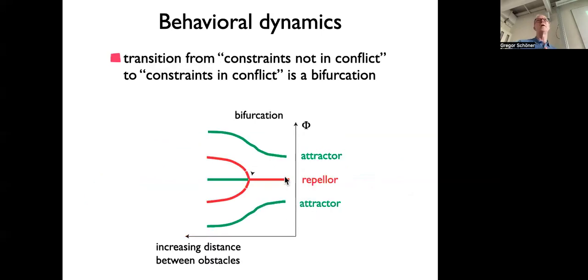It's sort of the other kind where you have the repeller, the red thing, the outer branch is the repeller, and this is the attractor. So at large distance between the obstacles, you have the attractor in the middle and the two repellers on the side. And at short distance between the obstacles, you have the single repeller left. And there are these attractors on the outside which don't go through a bifurcation. Those solutions are always there.